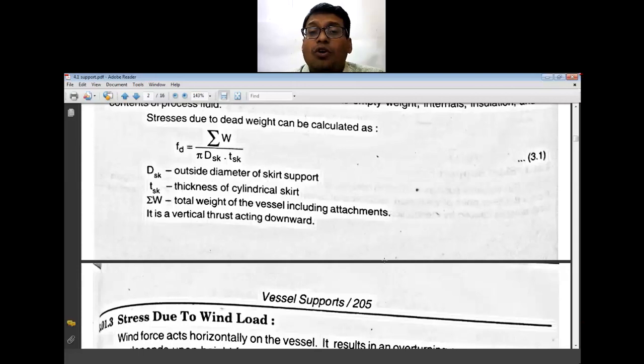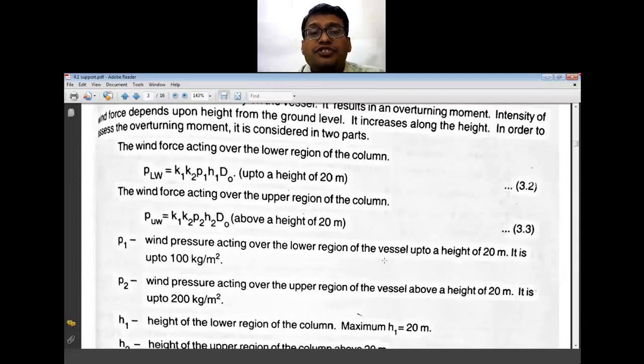Now, out of these, the dead weight acts in the vertical, longitudinal direction, and keeps the vessel in a stable condition. However, the wind load is going to force the vessel to overturn. So the vertical vessel will tilt or fall. That is what the wind load or the seismic load will do. Seismic load is nothing but the earth load because of the earthquake.